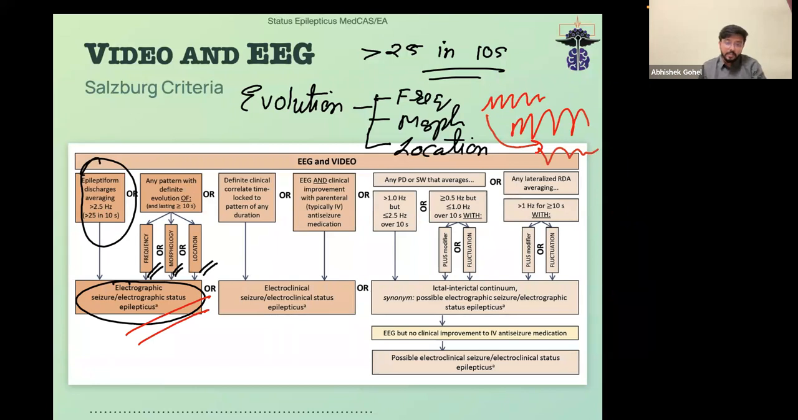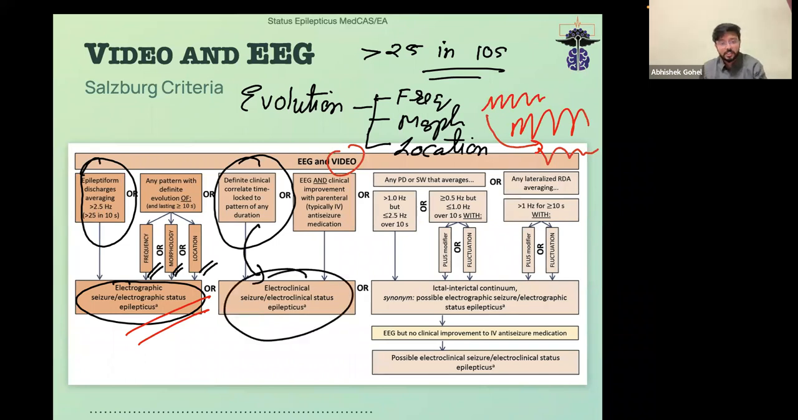Now, if you have a video that is corresponding to the EEG, you can find time-locked movements in the video which are corresponding to the pattern of any duration, and that will establish an electroclinical seizure.